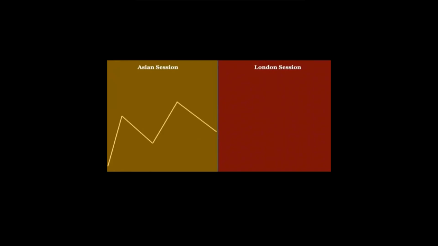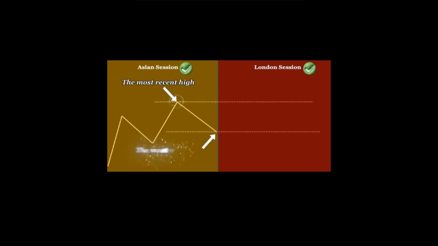On the chart, we first identify the Asian session, followed by the London session. We'll use a simple free indicator to highlight both. Our analysis begins near the end of the Asian session. At that point, we mark the most recent high and most recent low. This range represents the accumulation phase. Then we wait for the London session to open, because that's when volatility kicks in and the real play begins.